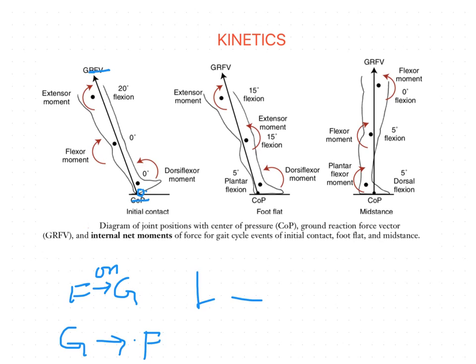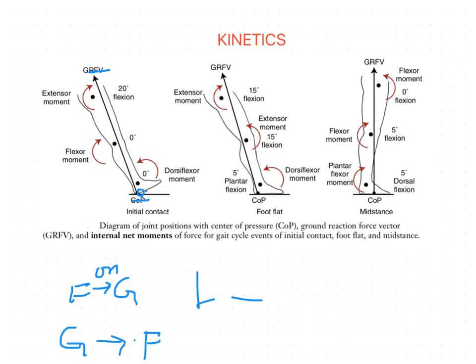And these GRF and COP are the characteristics of normal walking, to understand how these forces are acting during the gait cycle. And a moment of force, usually referred to simply as moment, is the same as torque.